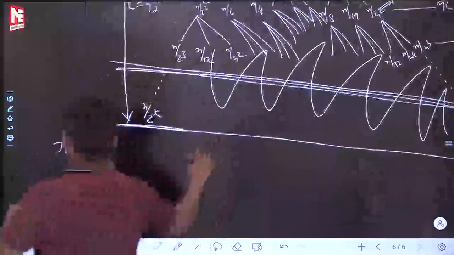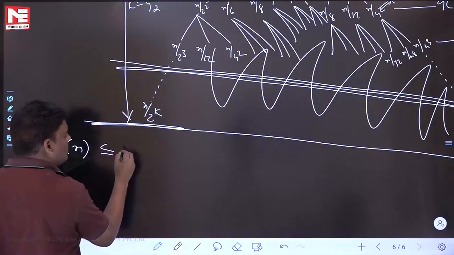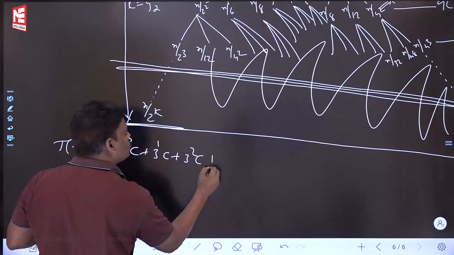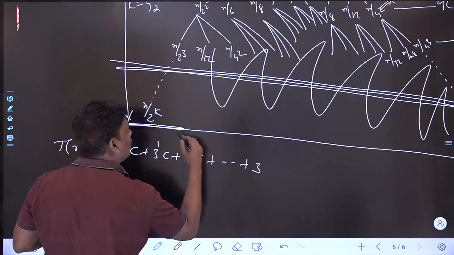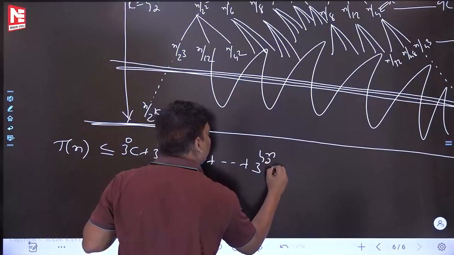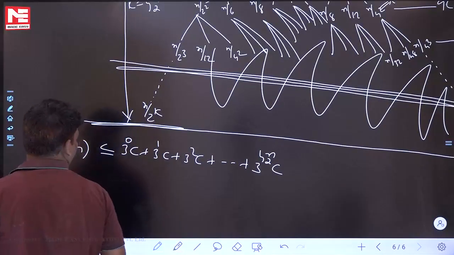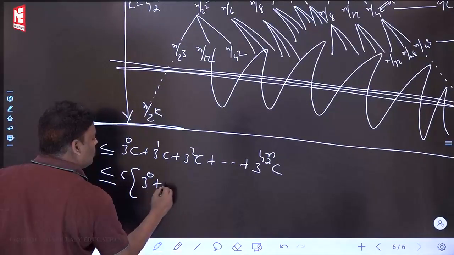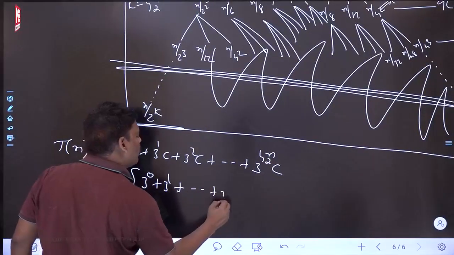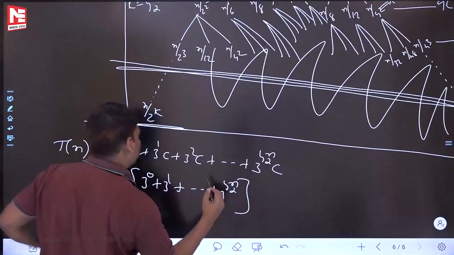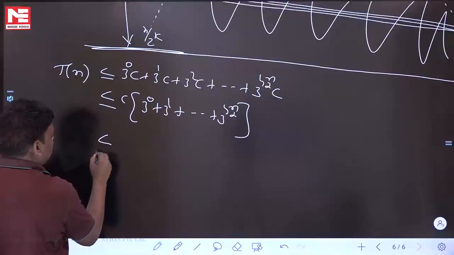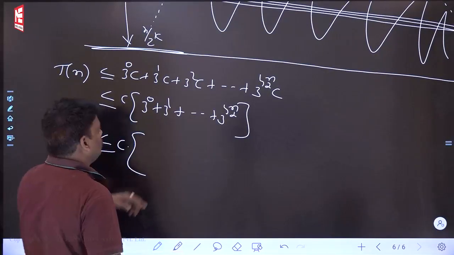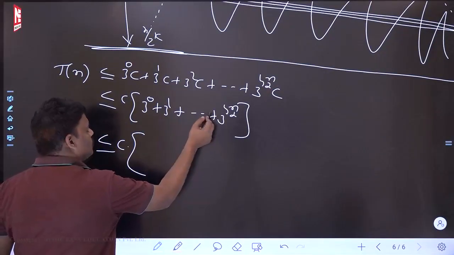You know very well. Tn is less than or equal to, what is the series? 3 power 0 c, 3 power 1 c, 3 square c, and so on. What is the last one? 3 power, what is the left height? Log n base 2 c. Less than or equal to c common, 3 power 0, 3 power 1, and so on, 3 power log n base 2. Less than or equal to some c into the GP series, where r value is more than 1. So you have to calculate.